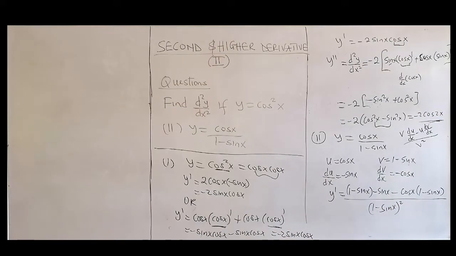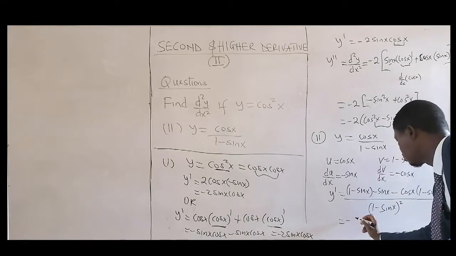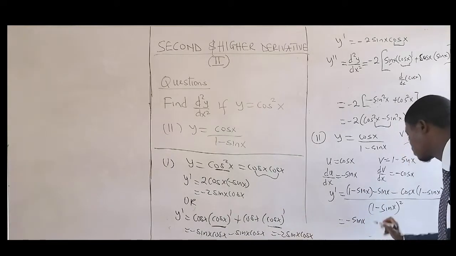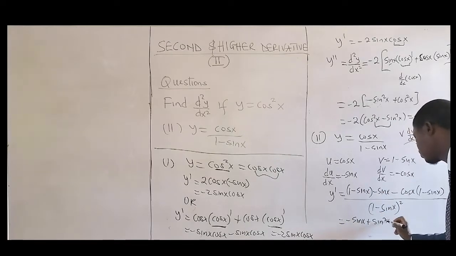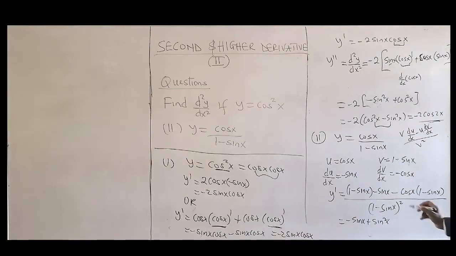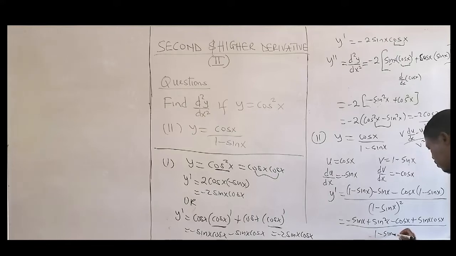So let's do the expansion. Minus sin x times 1 is minus sin x. Minus times minus is plus, sin times sin is sin squared x. Here also, minus cos x times 1 is minus cos x. Minus times minus is plus, that's sin x cos x, all over 1 minus sin x squared.